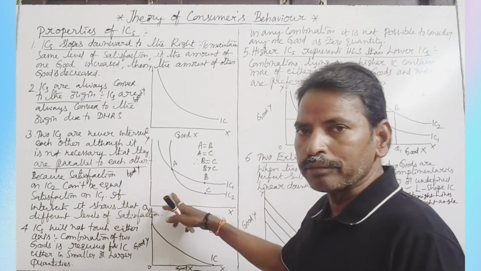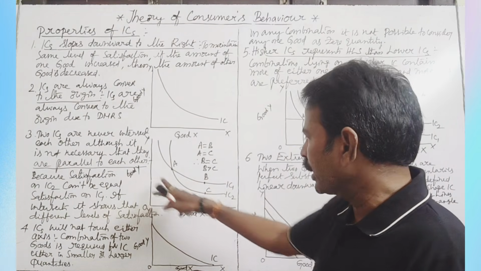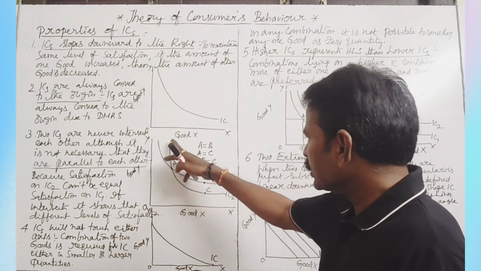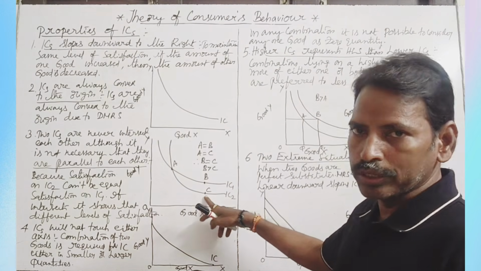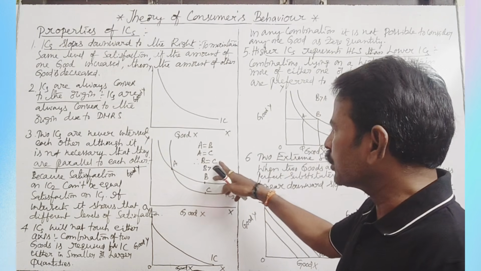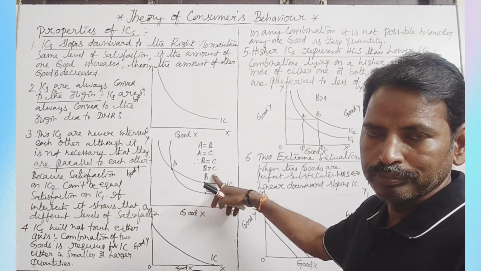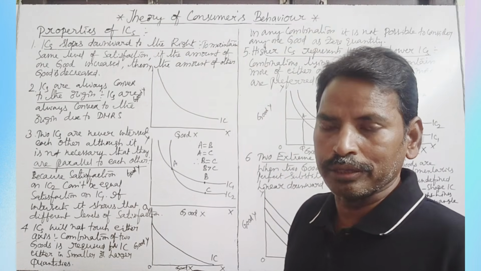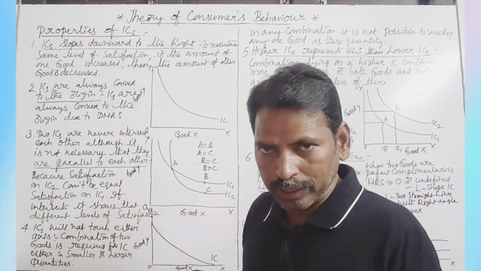If we observe this diagram, draw an L shape, mark Y, O, X. Good Y is measured on the Y axis, good X is measured on the X axis. This is IC1, this is IC2. Both intersect at point A. This is point B, this is point C. A is equal to B, A is equal to C. Therefore, B should be equal to C. But B is greater than C. Therefore, two indifference curves never intersect each other. If they intersect, it shows different levels of satisfaction.